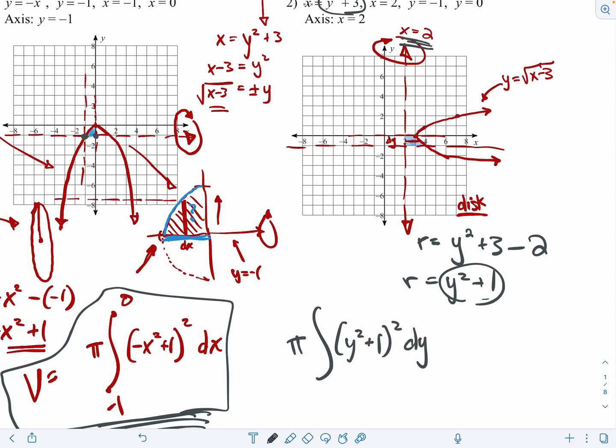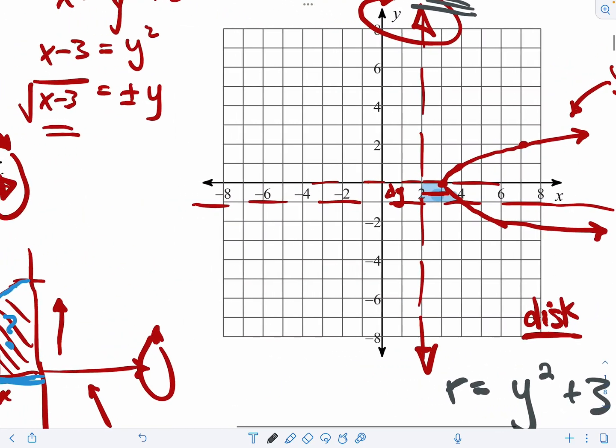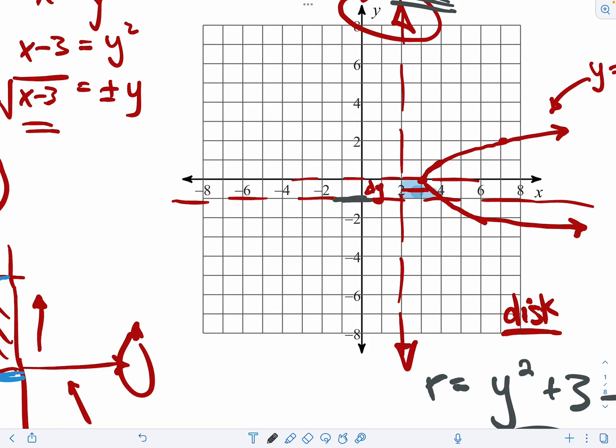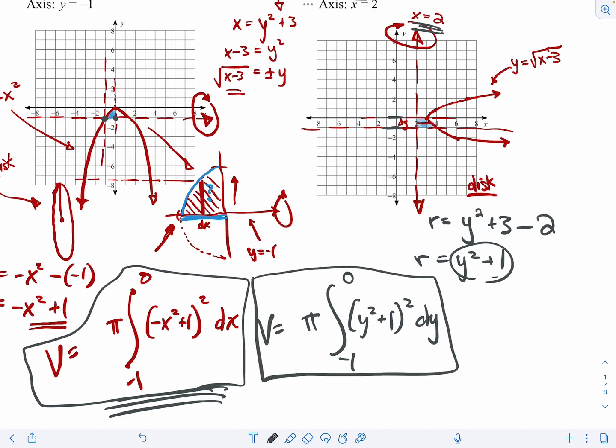And for our limits of integration, we need to make sure that we are in terms of y, and we're going from the bottom to the top. By bottom, I mean negative 1 to 0. Negative 1 to 0. That is an expression of our volume.